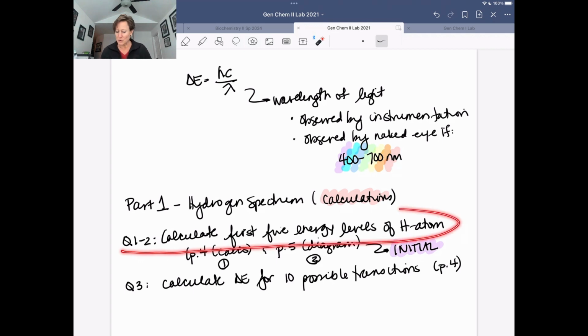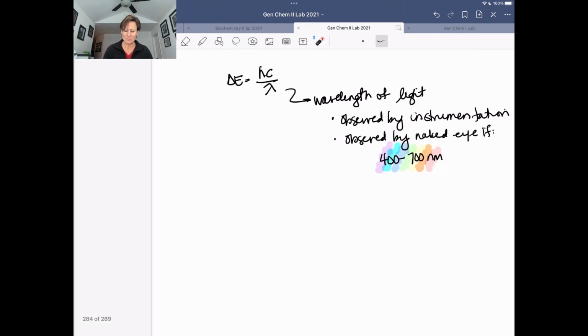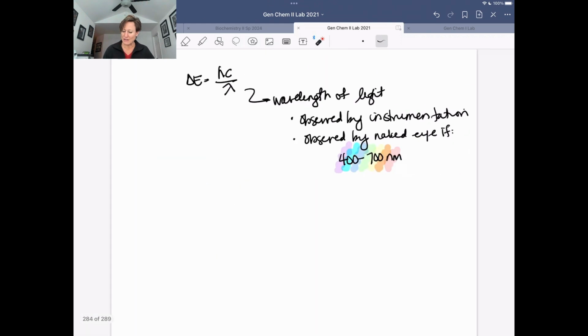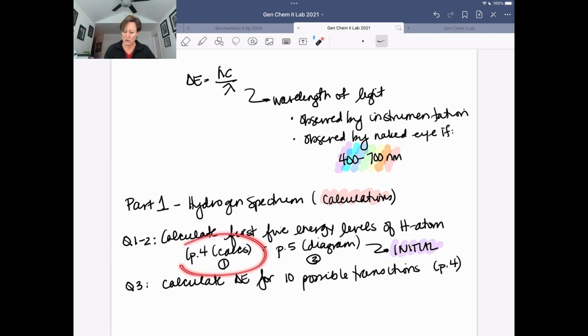Okay, you're going to calculate the first 5 energy levels of the hydrogen atom. So again, that's what are these 5 N values? So it's really putting in those different N values and calculating what E is. So you're calculating the energy levels of those steps. Okay, so on page 4, there's a place for you to actually do those calculations. And then on page 5 of your handout, there's a diagram where you actually fill out what those energy levels are. You need to check with your instructor and make sure that those values are correct before you move on to the next step. There's a spot for your instructor to initial your work there. So that's the first 2 questions.